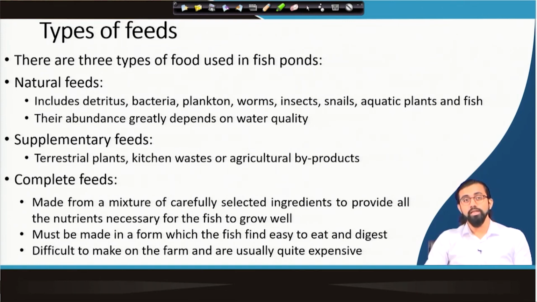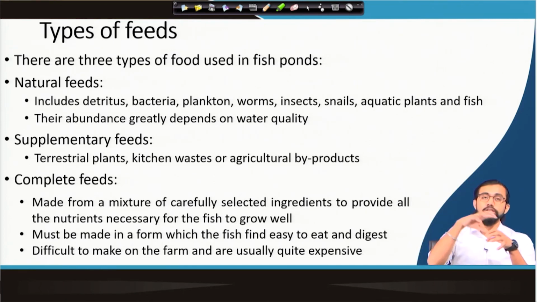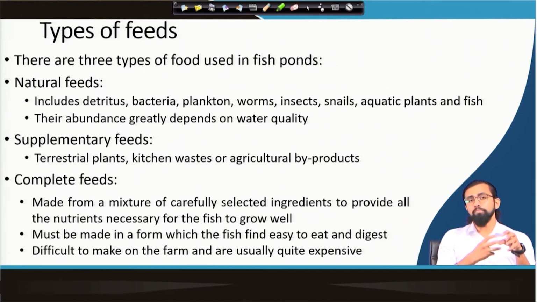They are also a natural feed in aquatic systems. Their abundance greatly depends on the water quality. It's definitely because, in the case of natural feed, suppose you are having an offshore culture, or a cage culture in brackish water, at the river mouth or the estuary region where the river is actually reaching the sea. In that region, it's very rich in nutrients, different kinds of nutrients.